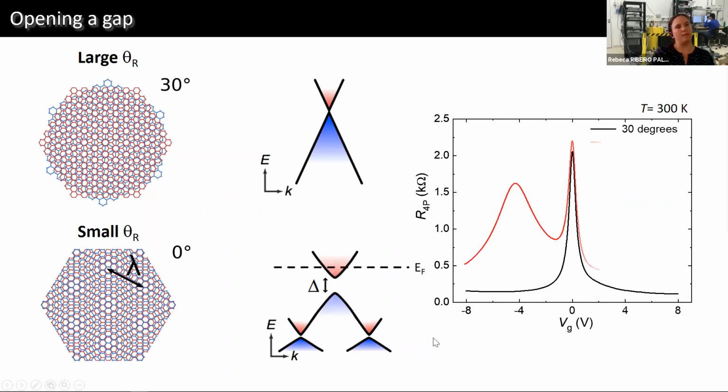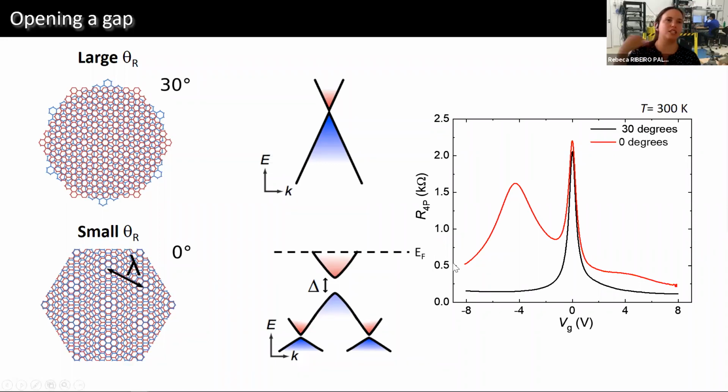Now, if we measure as a function of this change in the Fermi energy, by applying a gate and changing the carrier density, we will see, when we cross the satellite peaks, a first peak in the resistance. And we are also going to see a very slight increase at the charge neutrality point.